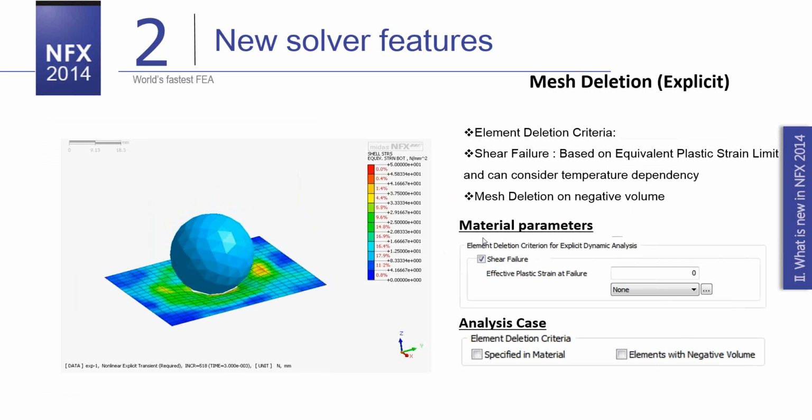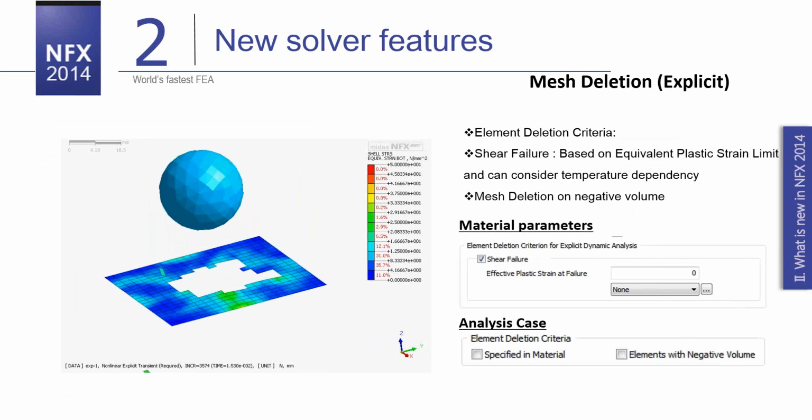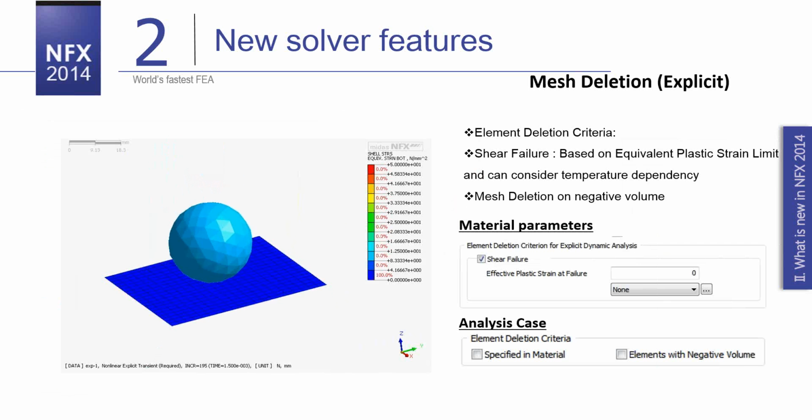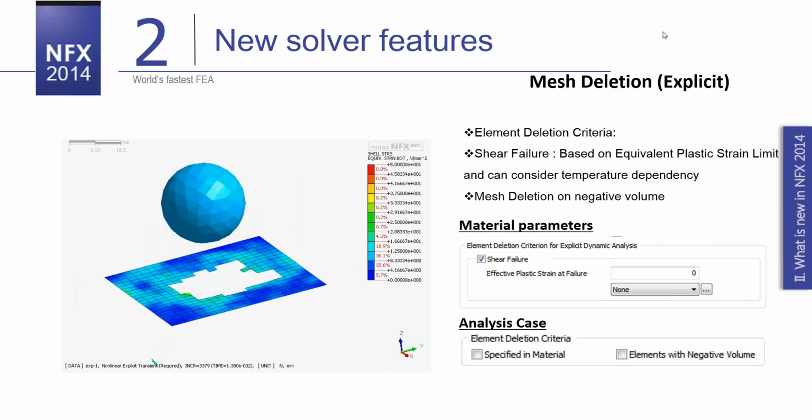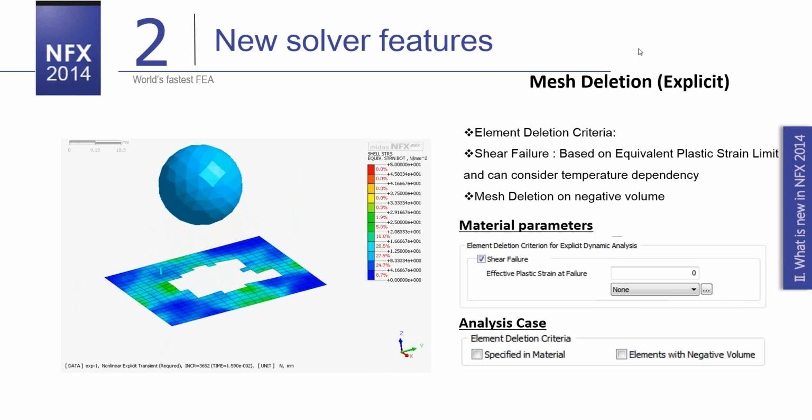Okay, go to the next slide. Now let's talk about the second solver feature that has been added, which is the mesh deletion for explicit analysis. So Piotr Stepian will explain about that and show you some examples.